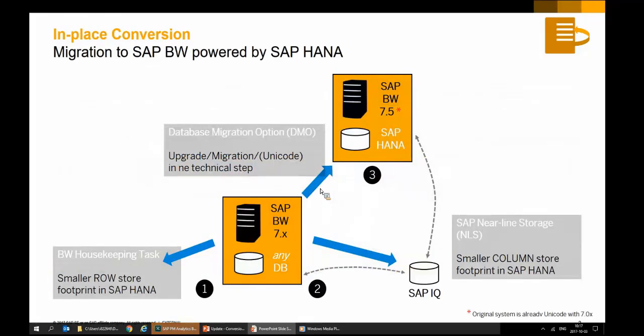Just a few comments on the prerequisites. If you're not on BW 7.5 powered by HANA yet, here are the core tasks that you would have to go through. We certainly recommend some housekeeping to lower the size of the row store footprint in HANA as much as possible. Use inline storage to limit how much data you'll in the end need in the column store on HANA. And then finally, use the database migration option to upgrade and migrate, and potentially do a Unicode conversion, to go to BW 7.5.